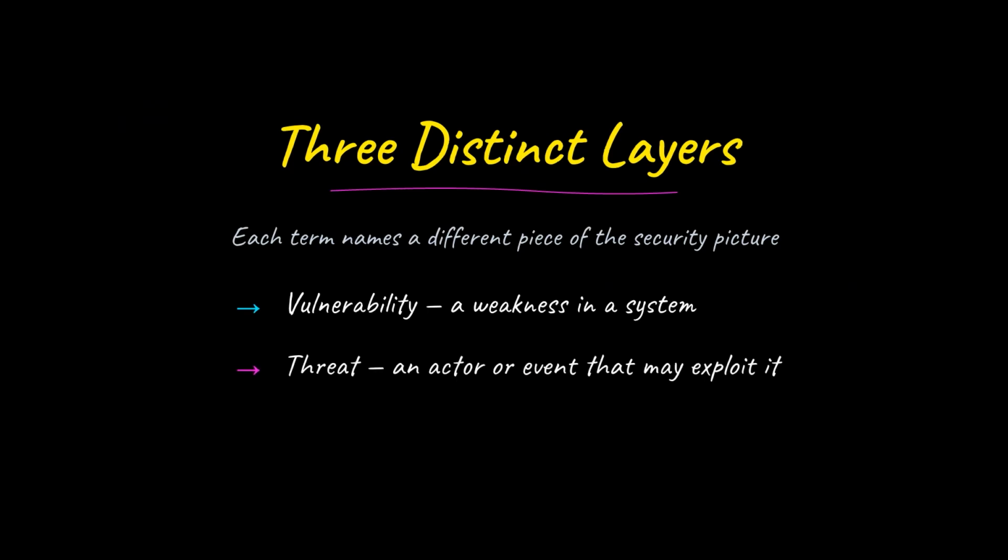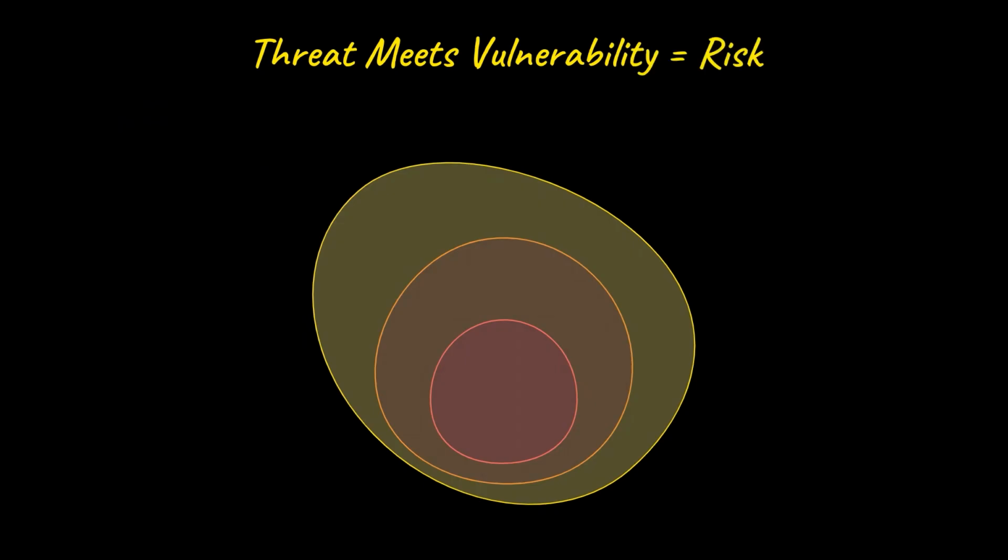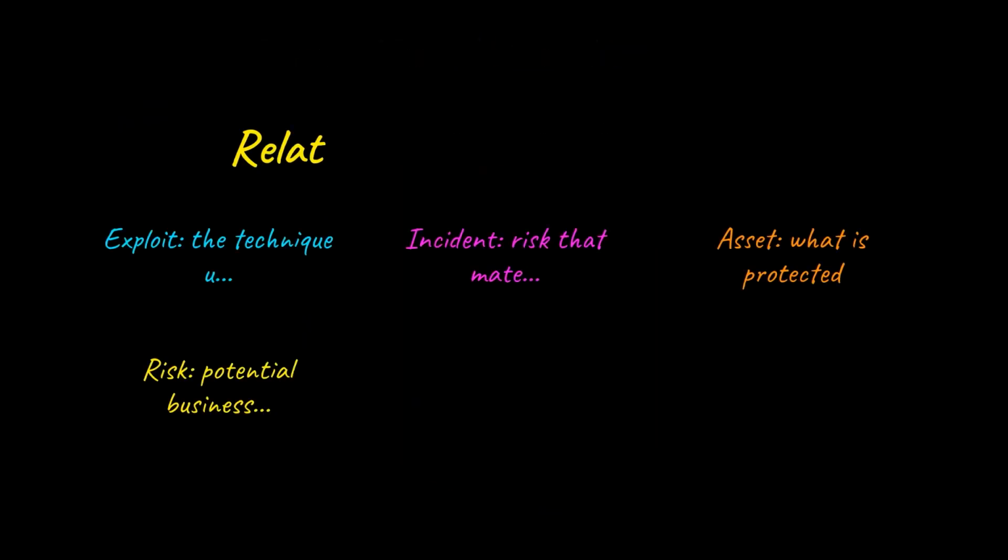and risk is the potential business impact when a specific threat meets a specific vulnerability. Conflating these produces assessments that miss real problems. Risk only materializes when a threat and a vulnerability actually meet. A vulnerability with no threat is theoretical, and a threat facing a hardened system finds nothing to exploit. The magnitude of risk depends on both the likelihood of that meeting and the impact if it happens.